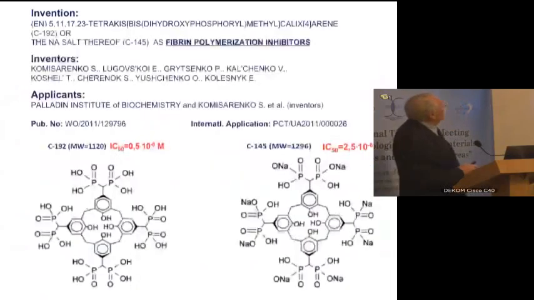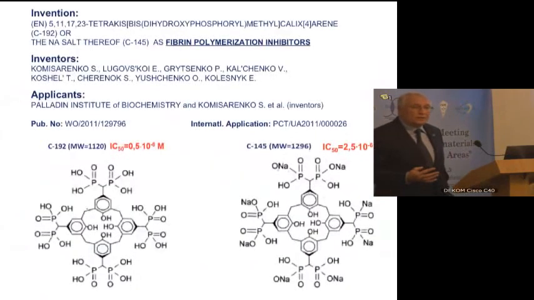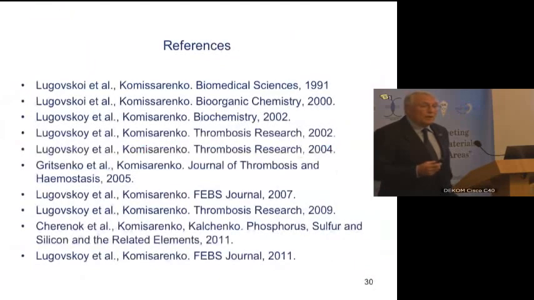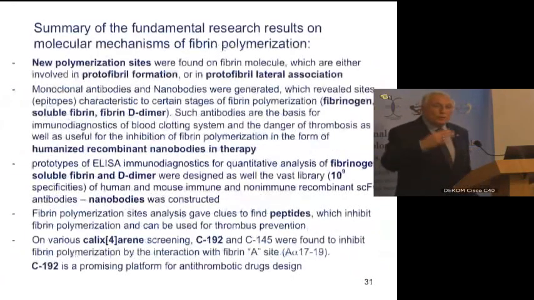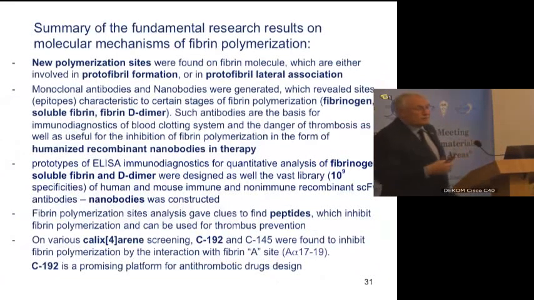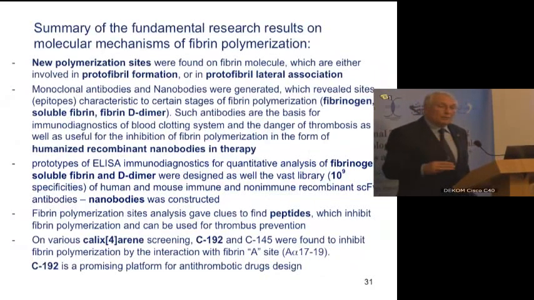And let me give you a summary. So, in fact, fundamental research on studying the molecular mechanisms of fibrin polymerization gave us a chance to find very specific antibodies which helped us to make special diagnostics to monitor the state of the fibrin polymerization process. And these are the sets, ELISA sets. At the same time, they gave us three approaches to look for agents which may be used for therapy of thrombosis, possible thrombosis formation.